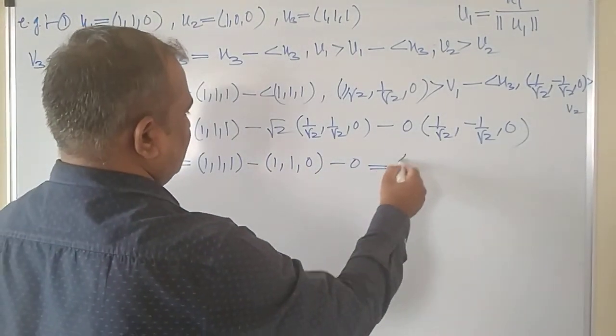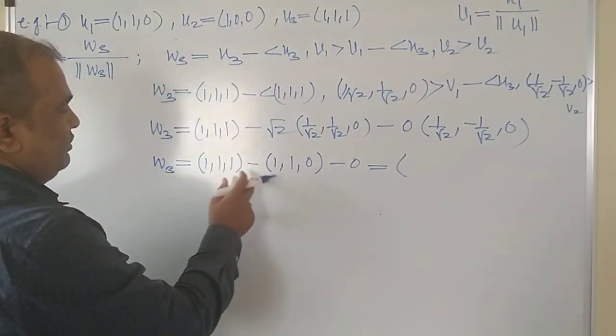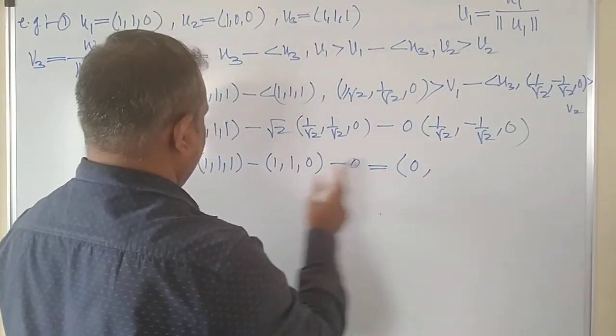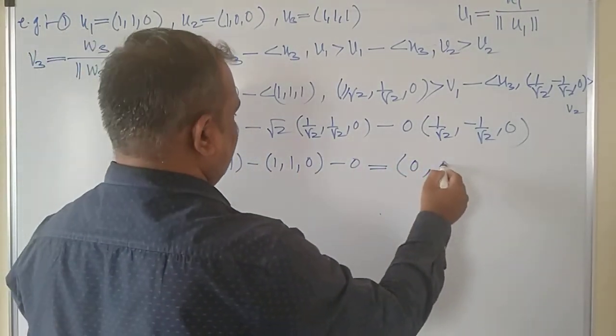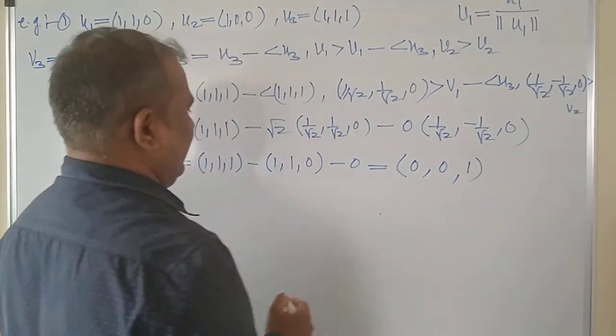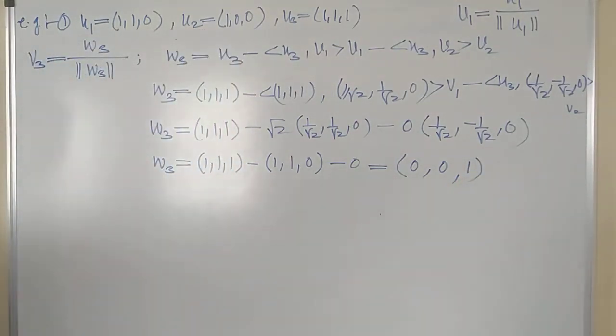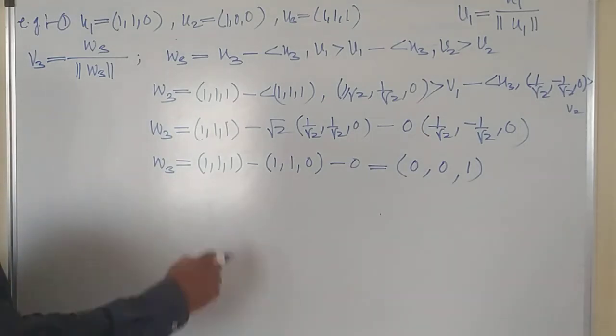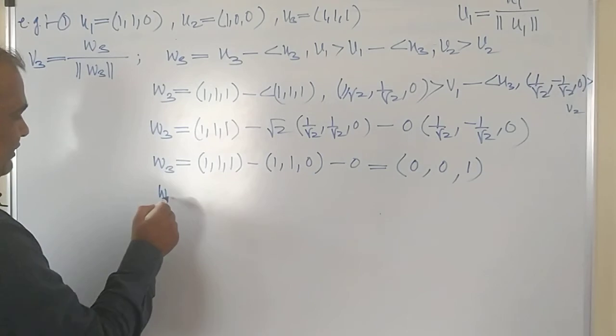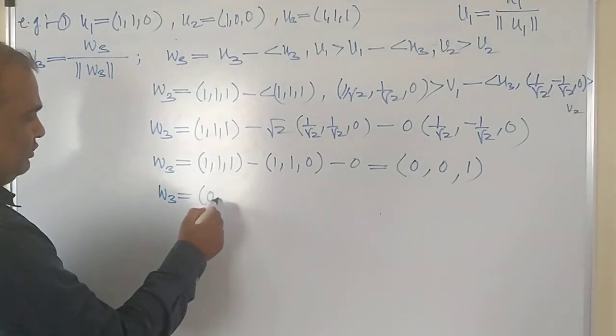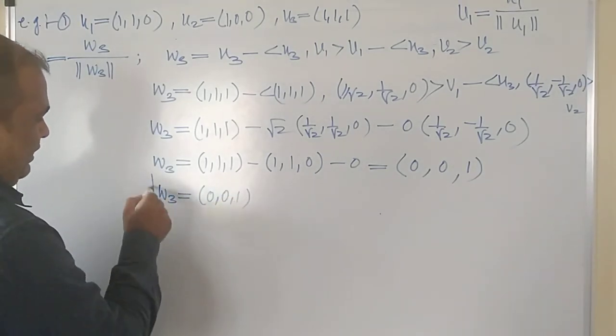So now the subtraction of these two: 1 minus 1 is 0, 1 minus 1 is 0, and third is 1 minus 0 is 1. Got it? So you got W3 equal to 0, 0, 1. Now I will write this W3 here again. W3 is equal to 0, 0 and 1, right?